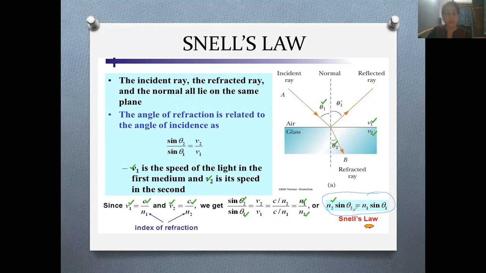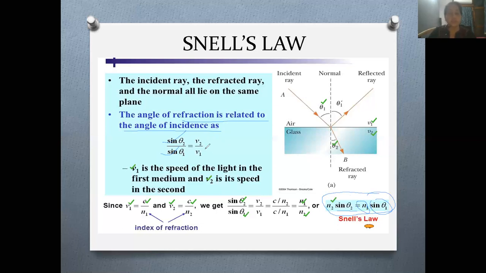It is the product of the refractive index of medium 2 with the sine of refraction, which is equal to the refractive index of medium 1 with the sine of incidence. In this way, you can also write that the angle of refraction is related to the angle of incidence, that is, sine theta 1 upon sine theta 2 is always constant. If you just turn this equation upside down, then sine theta 1 upon sine theta 2 is equal to v1 upon v2. We can also write it like this.